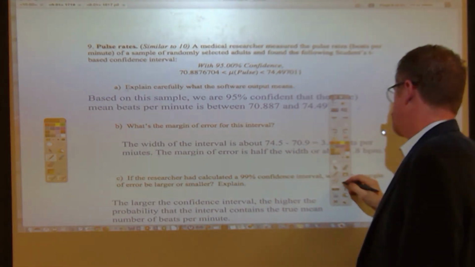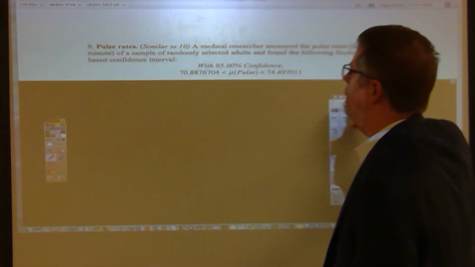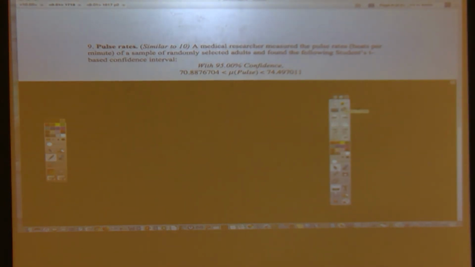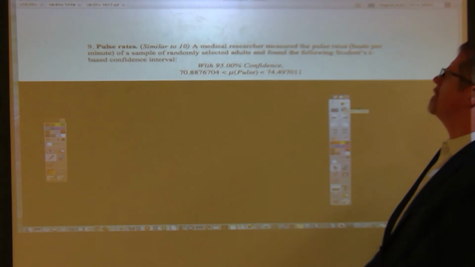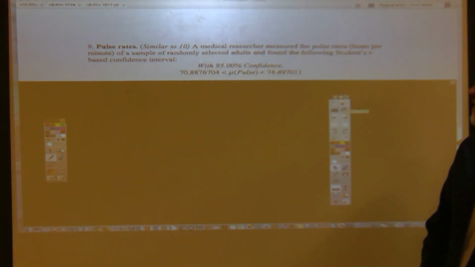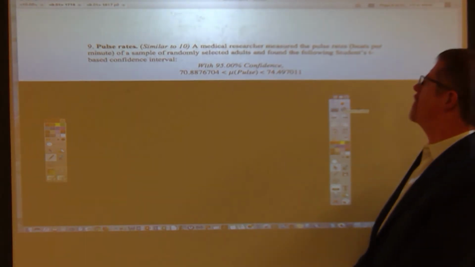Let's take a look at some mu traps. So here we go. Pulse rates. A medical researcher measured the pulse rates, that is beats per minute, of a sample of randomly selected adults and found the following.